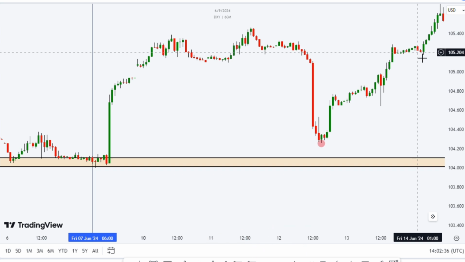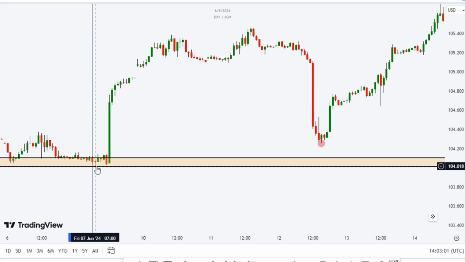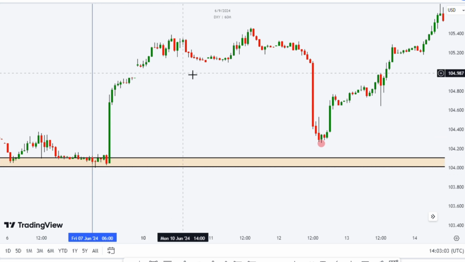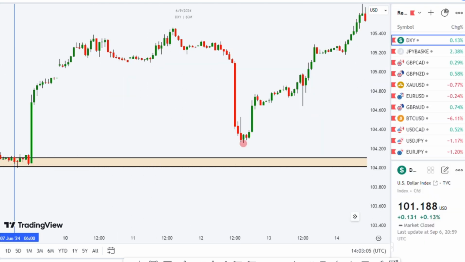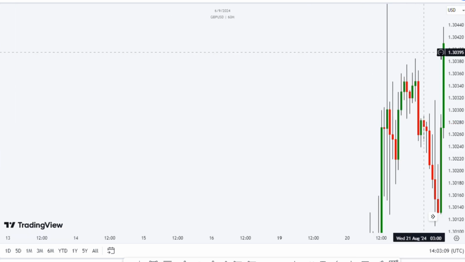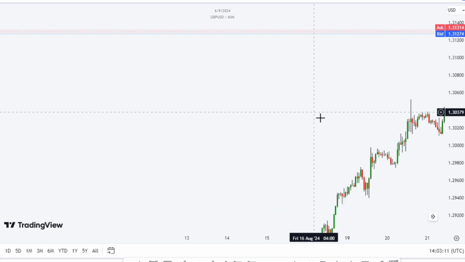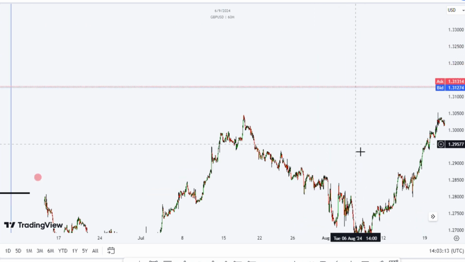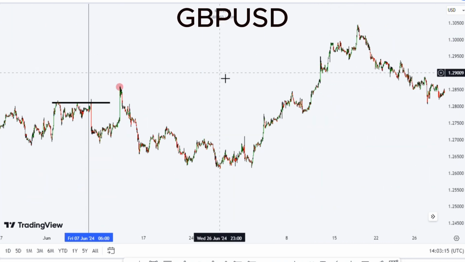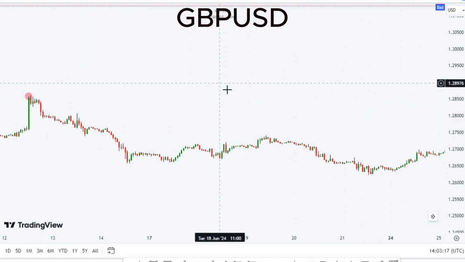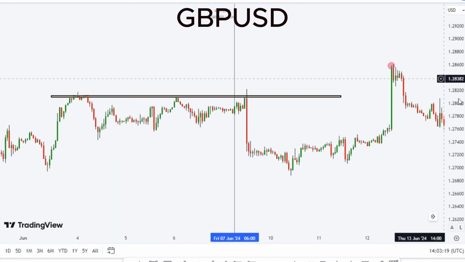Okay, now let's look at USD being a quote currency. So let's take a pair like GBP USD, where USD is now the quote currency and GBP is the base currency. So let's now switch to the GBP USD currency pair and see what we can find. We have the chart on GBP USD right here. Let's go back to our time.